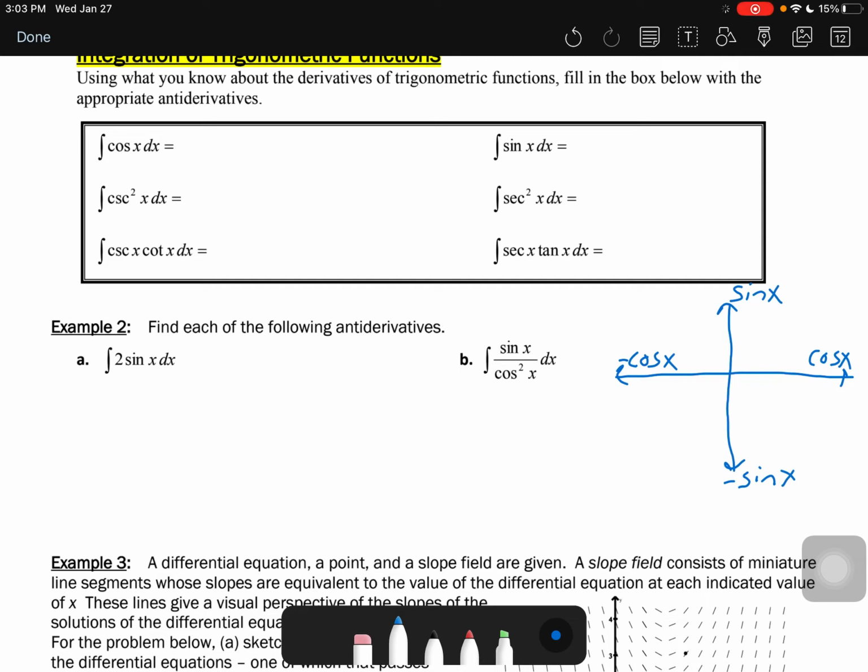Now, if we were taking derivatives, we would move around this coordinate plane in a clockwise direction. So if I'm going this way, the derivative of sine of x is cosine of x. The derivative of cosine of x is negative sine of x. So going that direction is for derivatives, right?